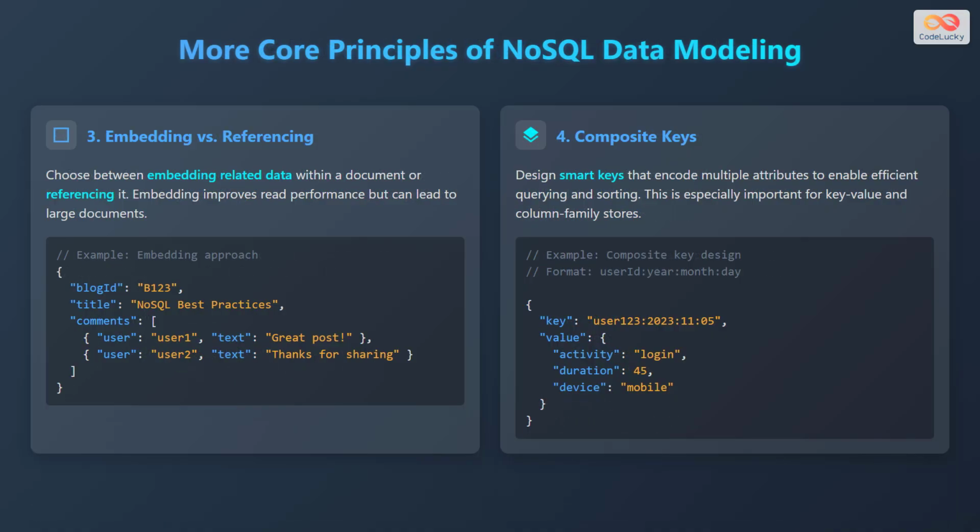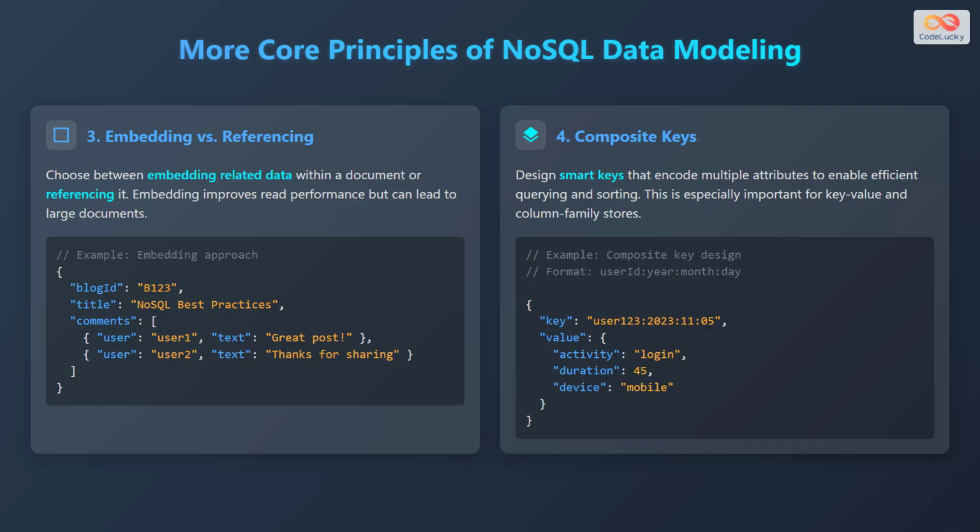Here are more core principles of NoSQL data modeling. Consider embedding versus referencing. Choose between embedding related data within a document or referencing it. Embedding improves read performance but can lead to large documents. For example, an embedding approach for a blog might look like this. The blog ID is B123, with the title NoSQL Best Practices, and comments embedded directly within the blog document.